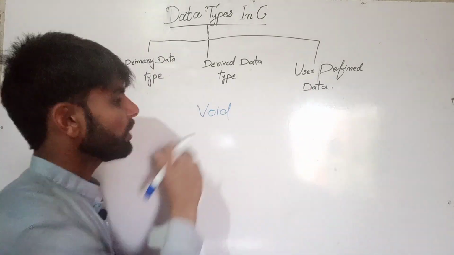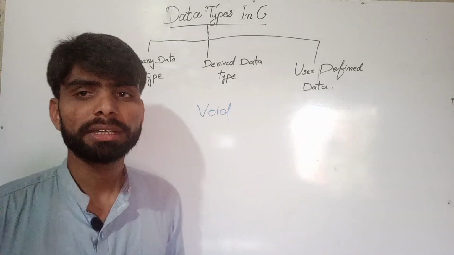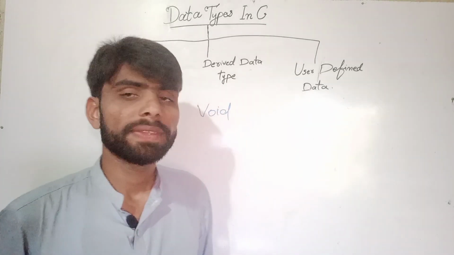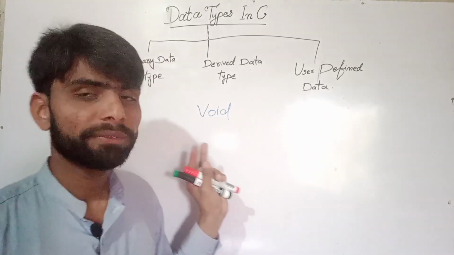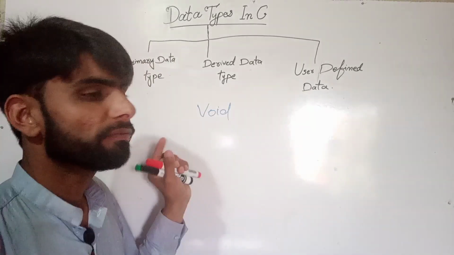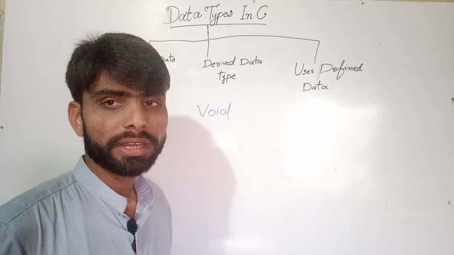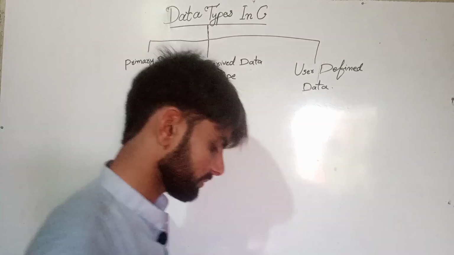Next one is the void data type in the primary data types. Void means nothing. It can store nothing, right? Where we want to store nothing, we use the void data type. But it is not used with variables. It is used with functions, user defined functions and the main function, right? So what is the purpose of this? Let's understand it.